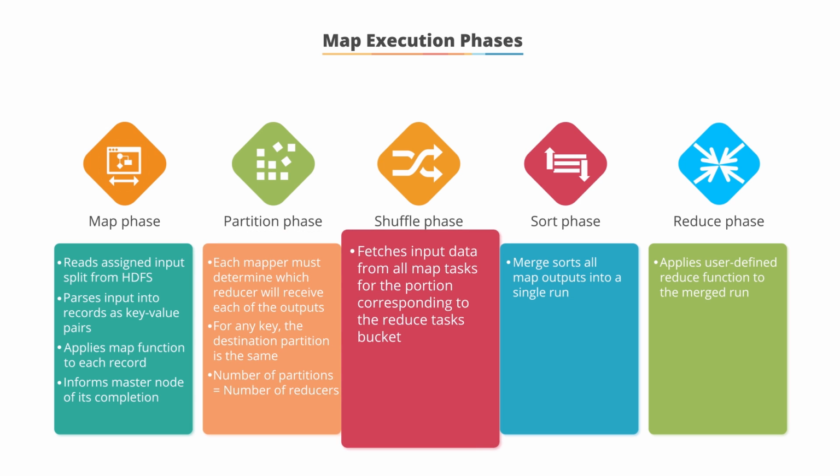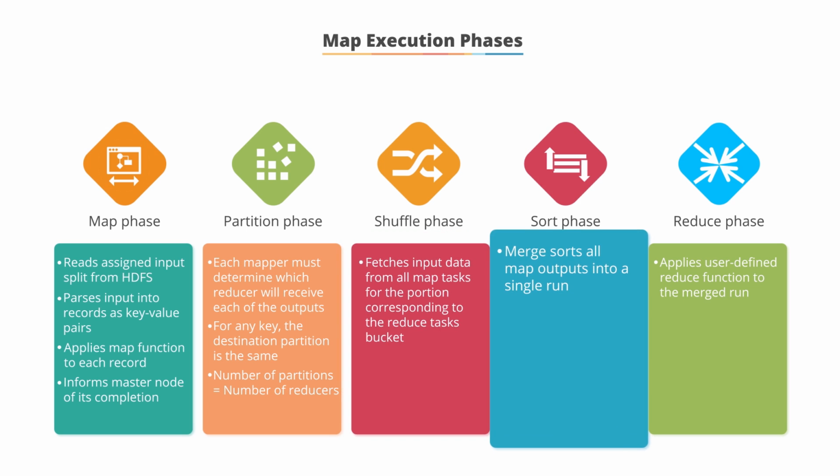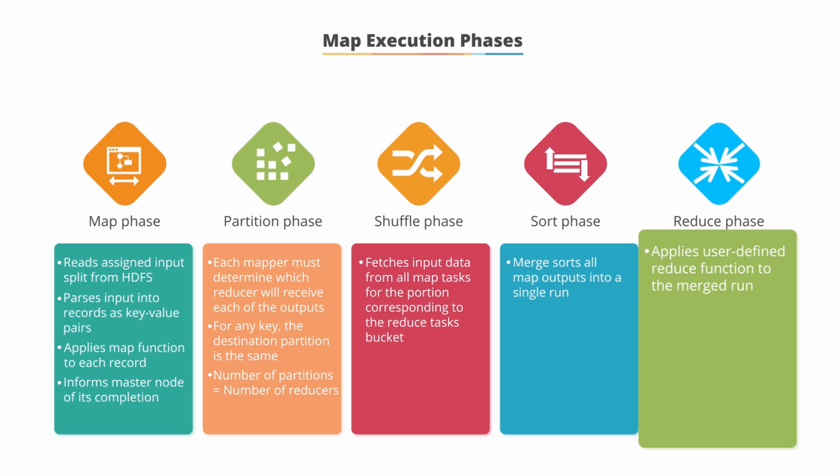In the shuffle phase, input data is fetched from all map tasks for the portion corresponding to the reduce task's bucket. In the sort phase, a merge sort of all map outputs occurs in a single run. And finally, in the reduce phase, a user-defined reduce function is applied to the merged run. The arguments are a key and the corresponding list of values. The output is written to a file in HDFS.